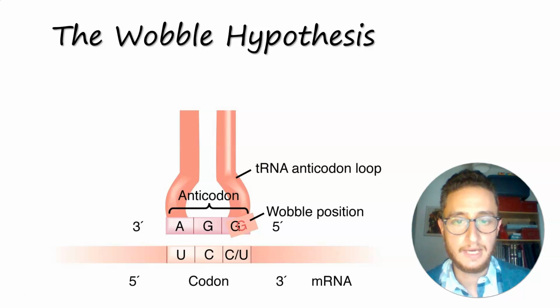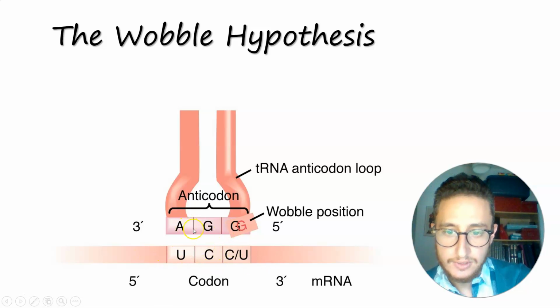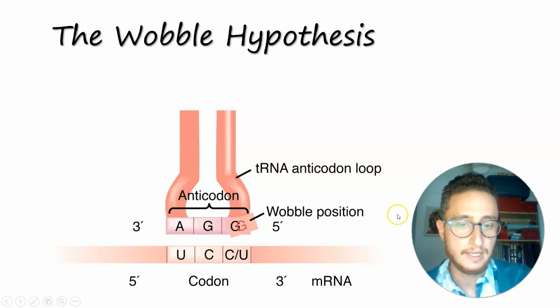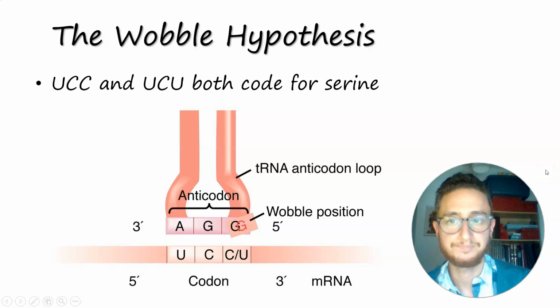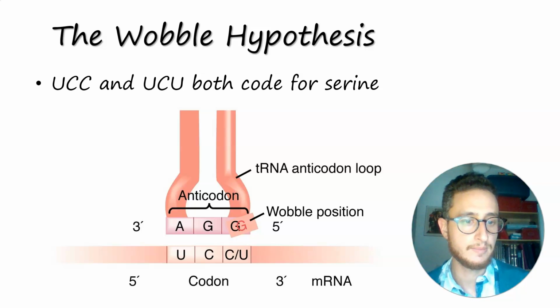And so here you can see that shown visually, where you've got your mRNA sequence, and here you can see that whether it's a C or a U in here doesn't really matter, because this G isn't going to perfectly hydrogen bond with it anyways. It's on the curve of this anticodon loop, whereas these two are going to form perfect hydrogen bonds and make a strong link. Okay, in other words, both UCC and UCU are going to bring the amino acid serine.